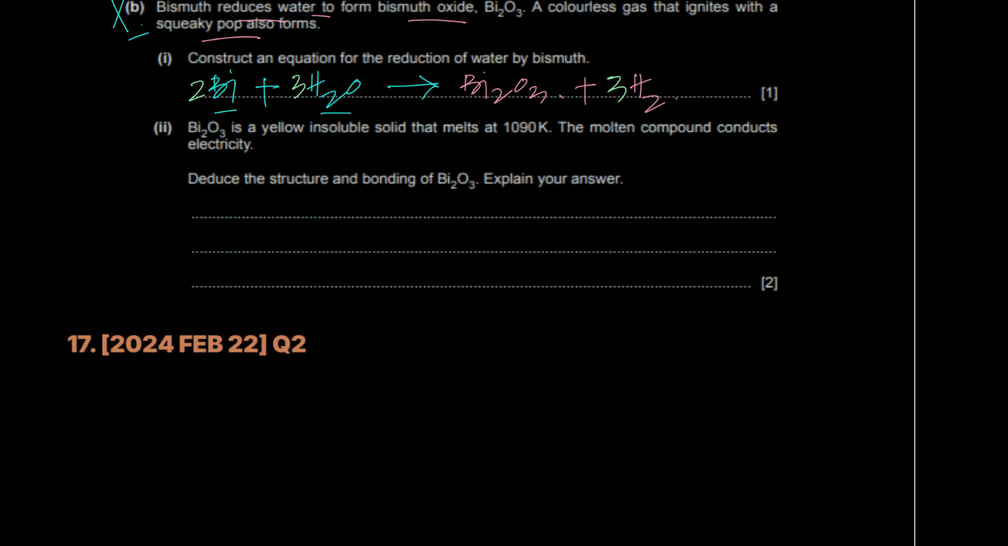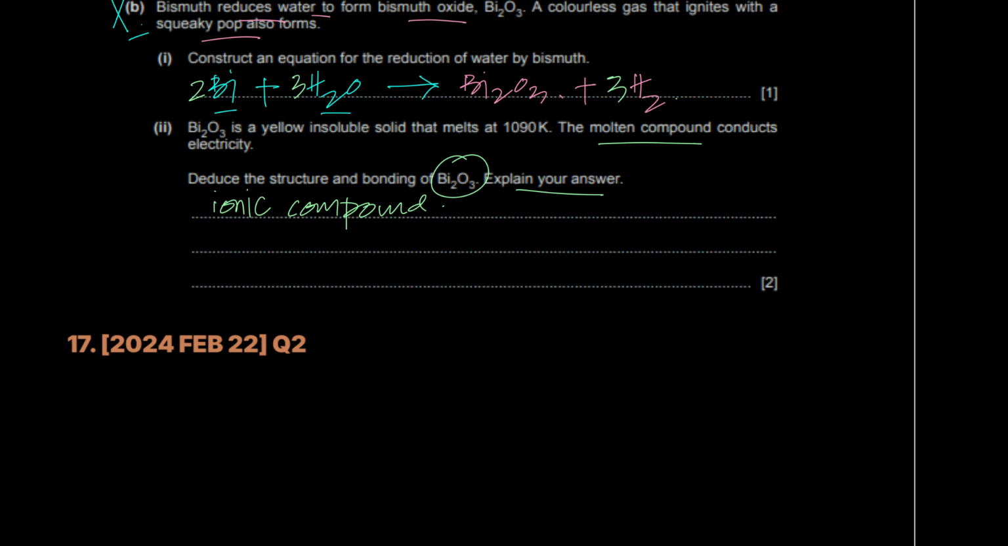Bi2O3 is a yellow insoluble solid that melts at 1090 Kelvin. The molten compound conducts electricity. Deduce the structure and bonding of Bi2O3. What's the structure and bonding of Bi2O3? Well, you need to understand that in molten state it conducts electricity, so it's an ionic compound. So how do you deduce the structure? I'll say it's an ionic compound. Number one, why is it an ionic compound? Explain your answer.